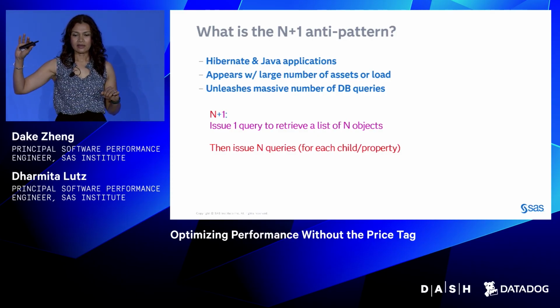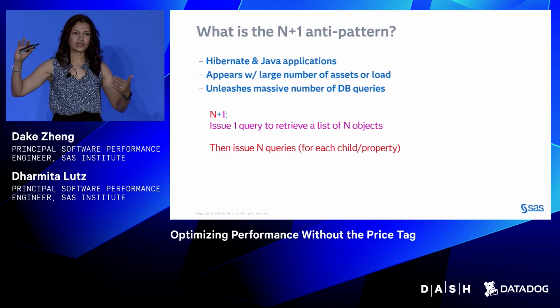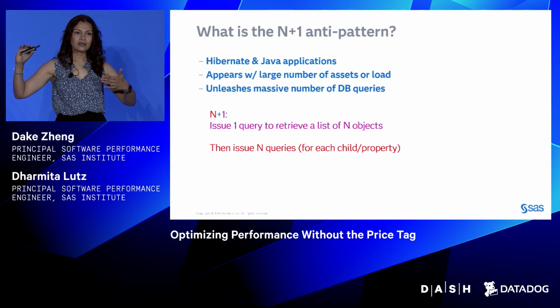So let's split up N+1. The one part is the initial query to retrieve a list of objects, and then you have to issue N more queries for each of the properties of those objects.